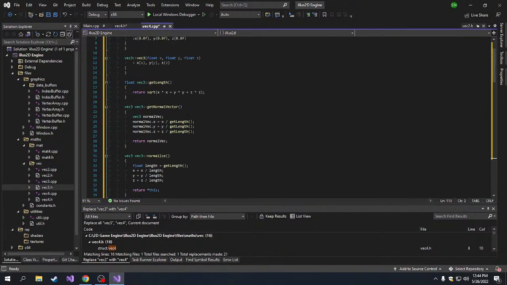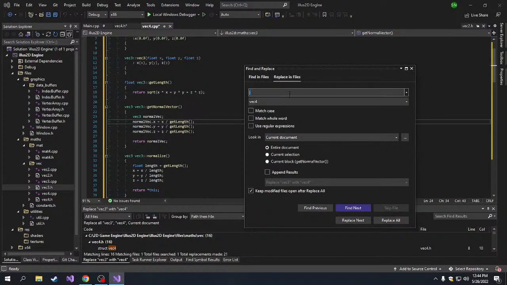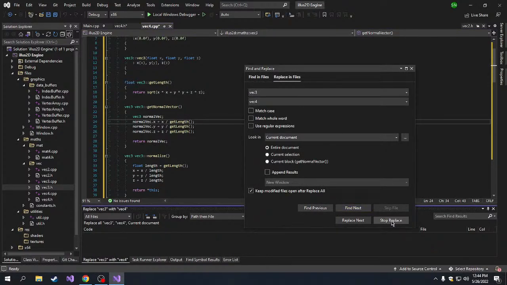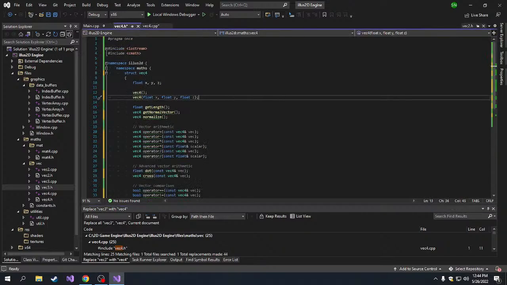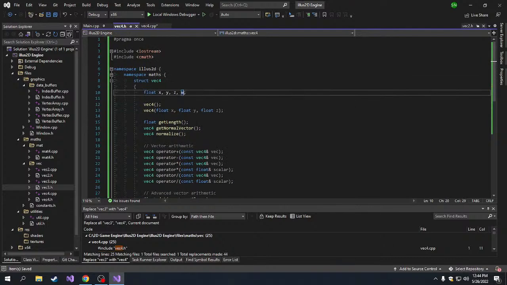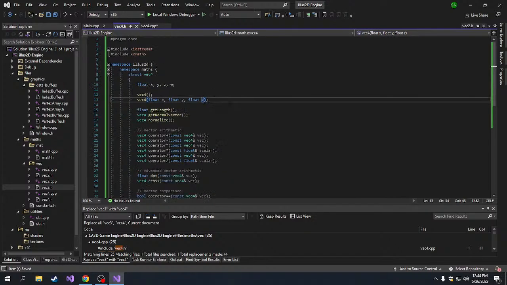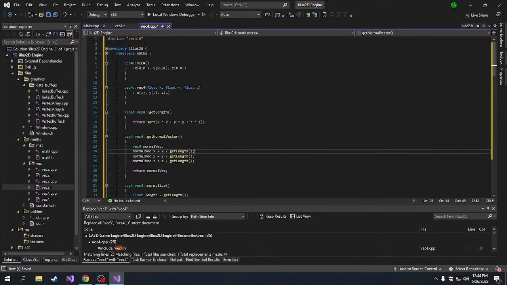We'll go to vector4.cpp. We'll replace here as well, vector 3 with vector 4. Replace all. 44 occurrences replaced. Cool. So vector 4 is going to have an additional component, the W component, for the homogeneous coordinate. We're not going to let the user modify the W. I mean, we could, but we're not. Basically, in vector 4, we're going to hard code the W to be 1.